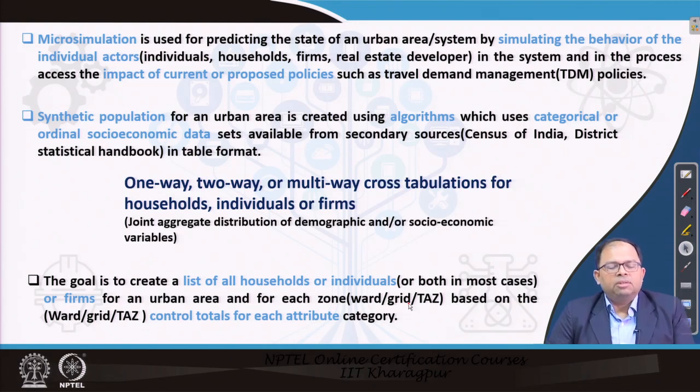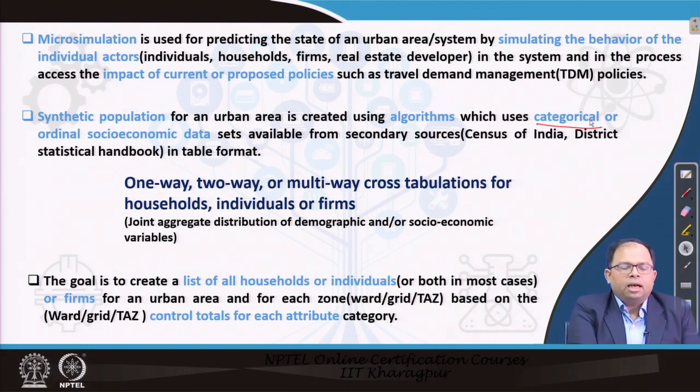Now, a synthetic population for an urban area is created. As we discussed, there is a need to create a synthetic population. It is created using algorithms which use categorical or ordinal socioeconomic data sets available from secondary sources like the Census of India and the District Statistical Handbook in table format. That means, as discussed in the previous slide, we need different categories of data, for example different household types and households with different car ownerships. These kinds of tables are available from Census of India data.